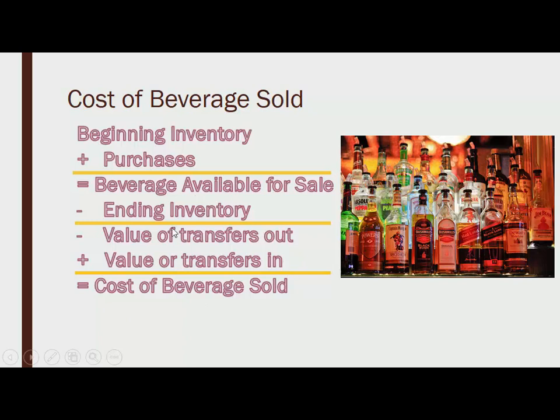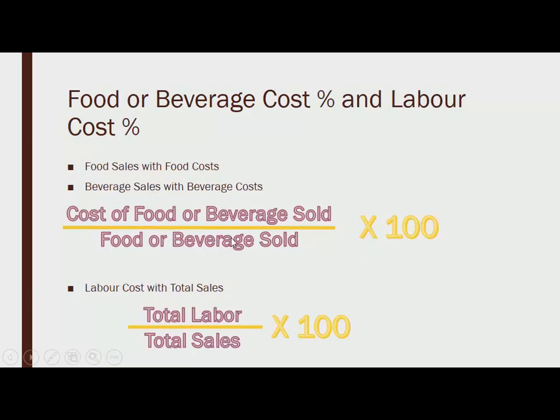Okay. So take your time with these. They're within your textbook, and make sure you feel comfortable with them. Now your food or beverage cost percentage and labor cost percentage are going to be very big cost percentages that we pay attention to because they are prime costs, remember? The big thing to remember is we're always going to compare food sales and food costs, beverage sales with beverage costs, labor costs with total. That's the big change right there.